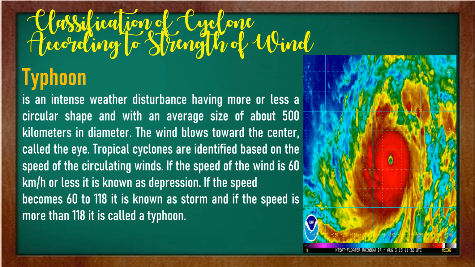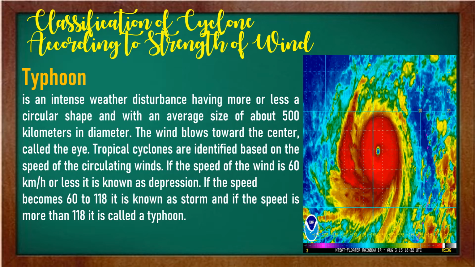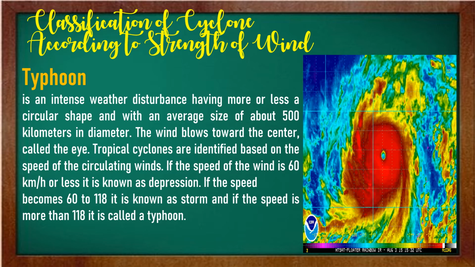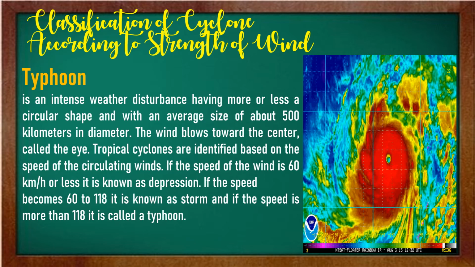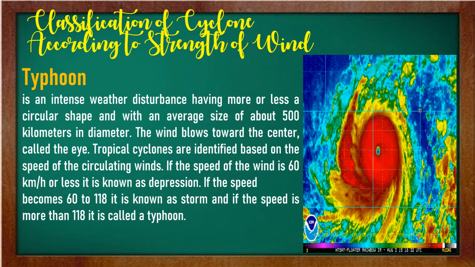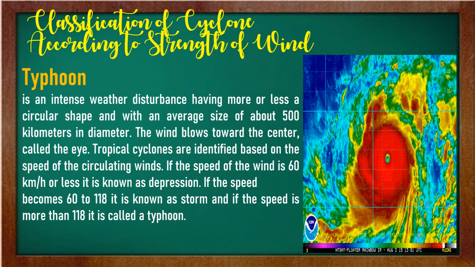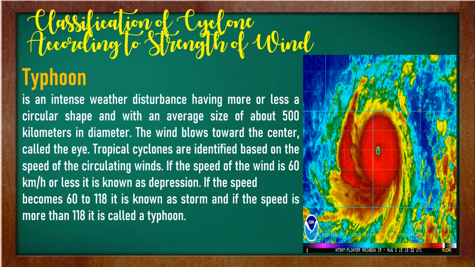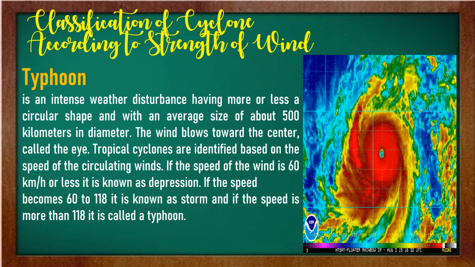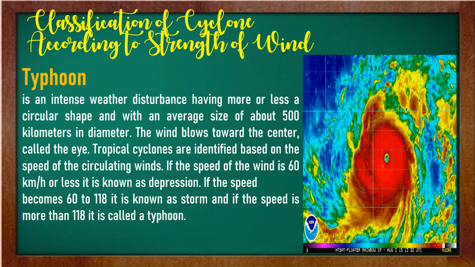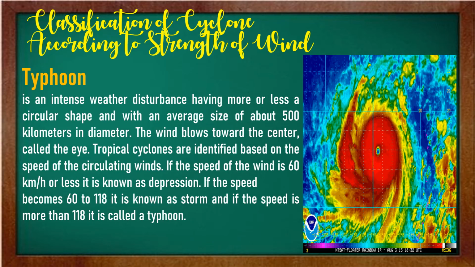Tropical cyclones are identified based on the speed of the circulating winds. If the speed of the wind is 60 kilometers per hour or less, it is known as a depression. If the speed becomes 60 to 118, it is known as a storm, and if the speed is more than 118, it is called a typhoon.